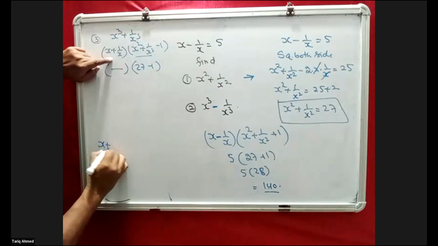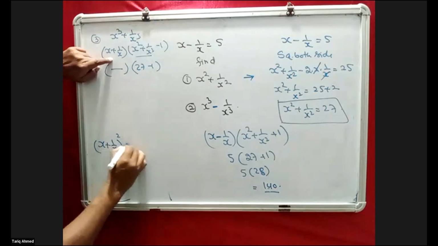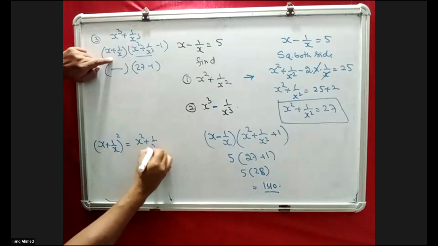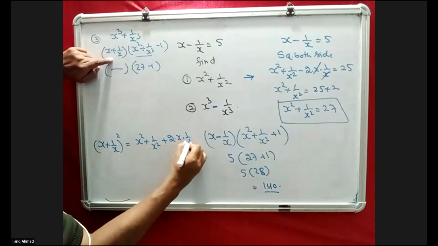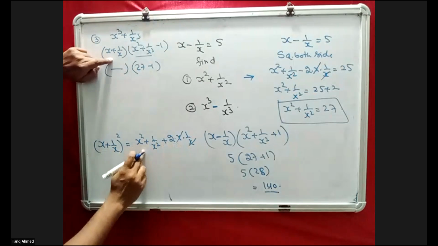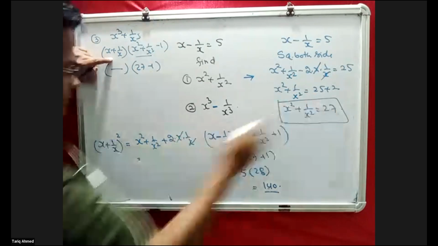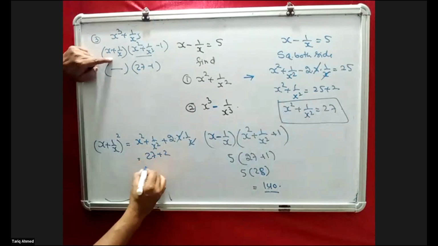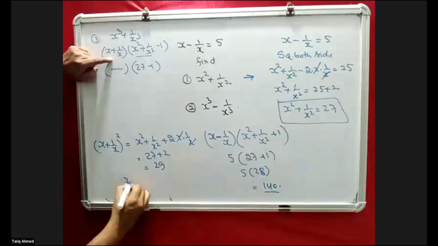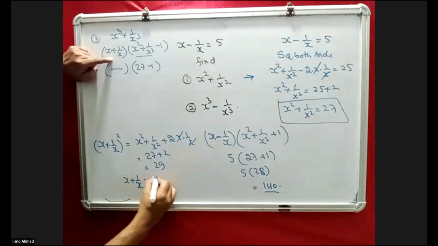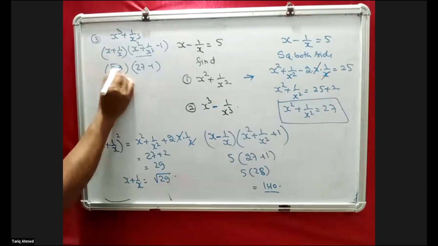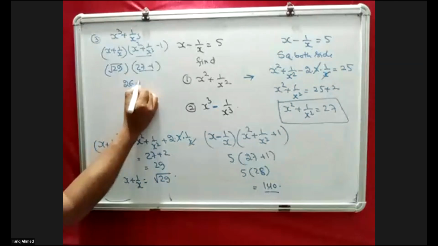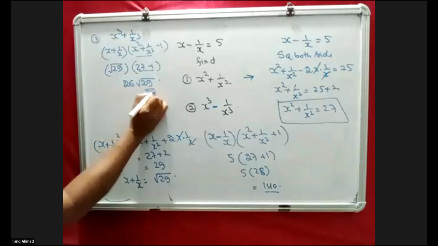So first of all, we have to find the value of this. Now see, x plus 1 by x whole square is x square plus 1 by x square plus 2ab, 2 x into 1 by x. This is cancelled. Its value we have already got, 27. Put it here. This is 29. So x plus 1 by x would be root under 29. So here we have to put 29, root 29. This is 26. So its value is 26 root 29.